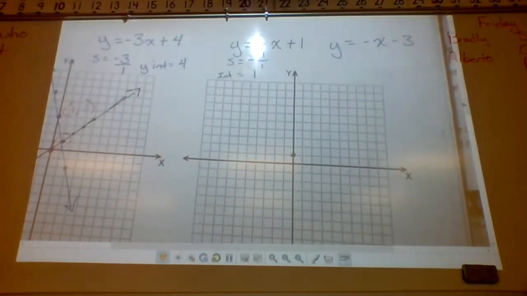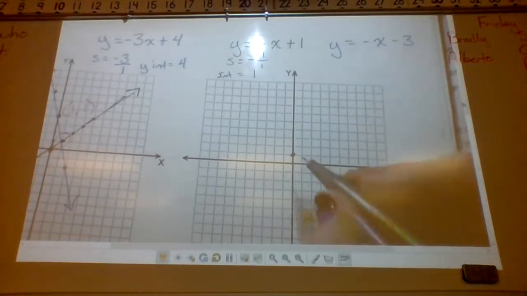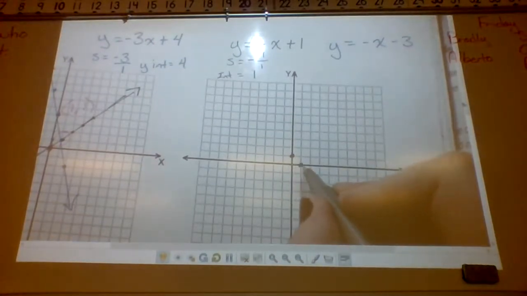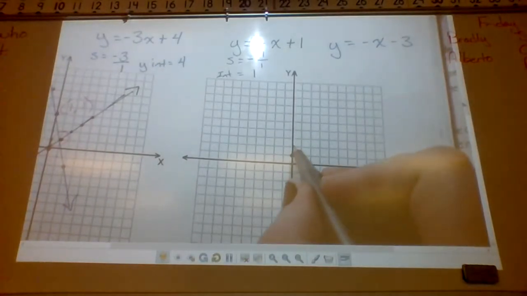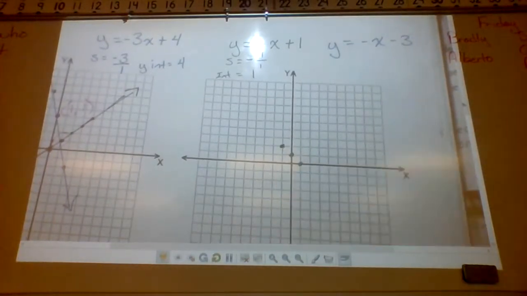Now what? Down 1, right 1. Why down 1, right 1? Because it's negative. What if I wanted to go up 1? Then you go to the left. You go up, you go to the left. That makes it a negative slope.